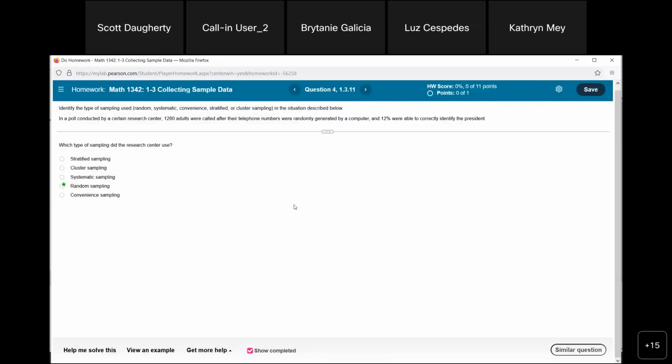This one, they say a poll is conducted by a certain research center. 1,280 adults are called after their phone numbers were randomly generated by a computer, and 12% were able to correctly identify the president. So obviously this is random. This is a random sample because a computer is just generating the telephone numbers at random. And so this is the ideal situation. In this particular case, the sample that we get is likely to be representative of the larger population because when you select them randomly, there's no bias involved in it, conscious or unconscious.